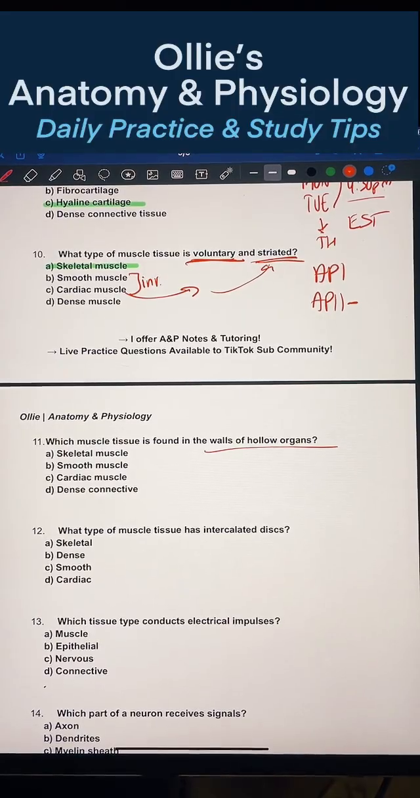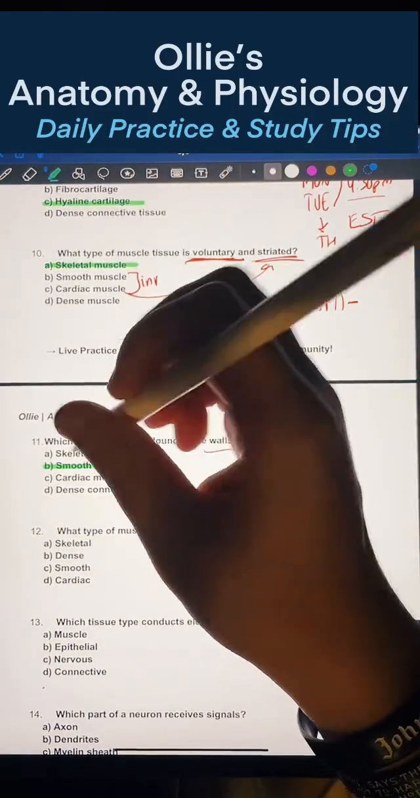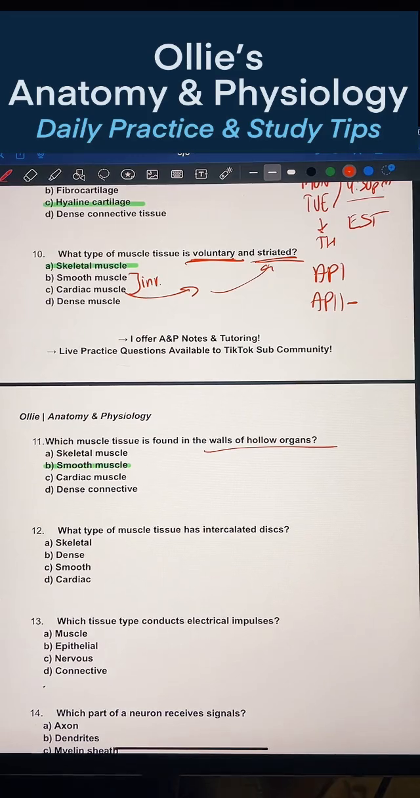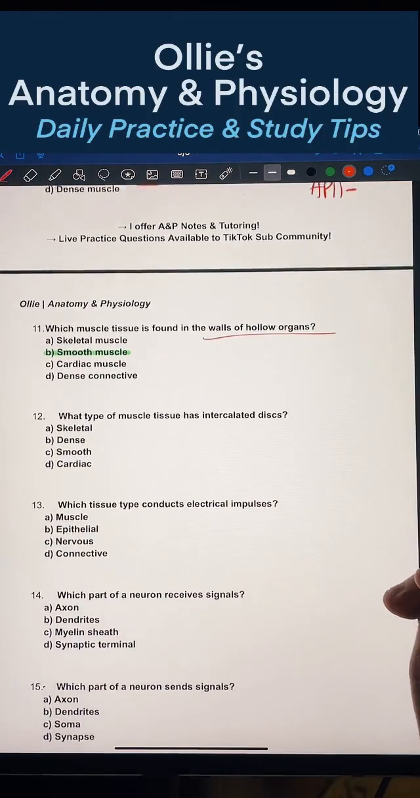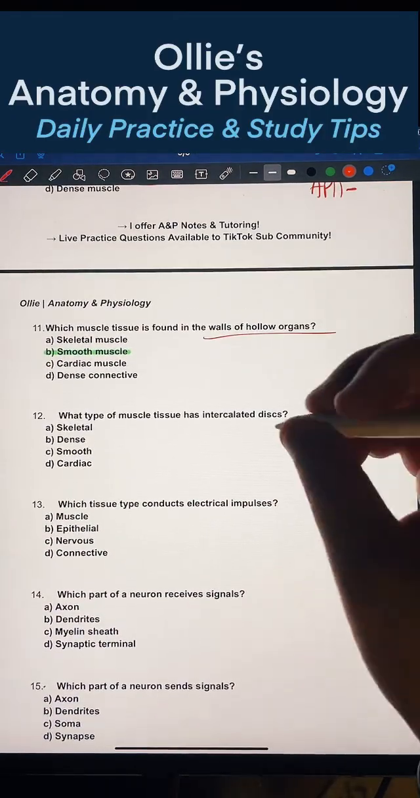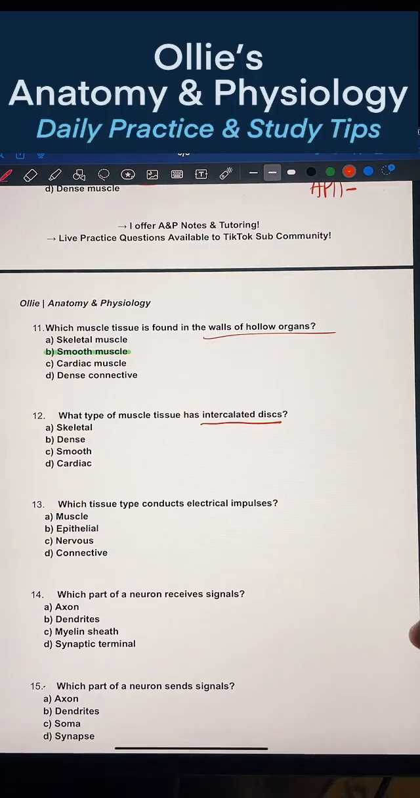Number 11, the answer is B. It is smooth muscle. Again, it's involuntary, and it's going to control organ movement in your intestines and bladder. Number 12, what type of muscle tissue has intercalated discs? A, B, C, or D?